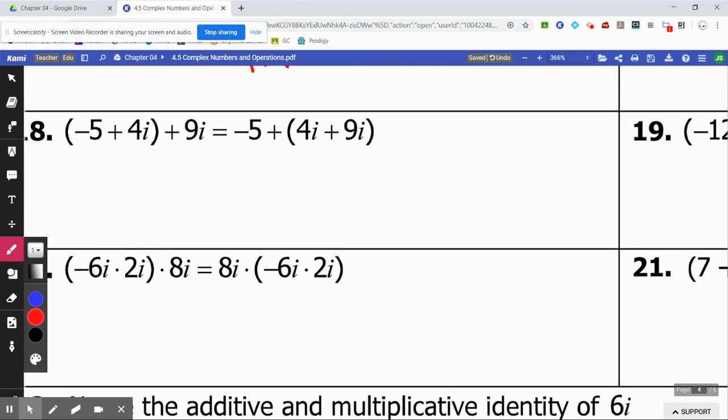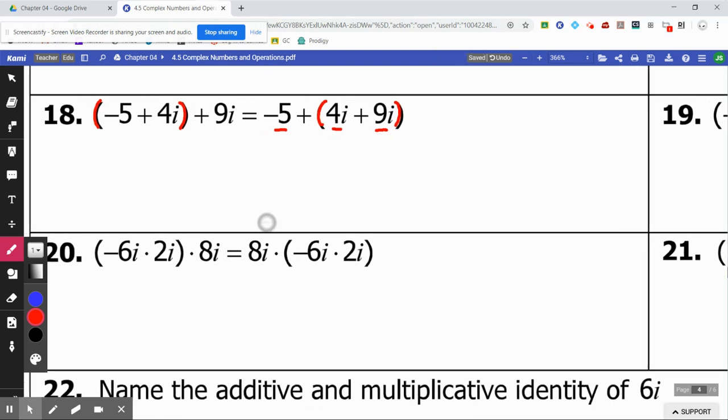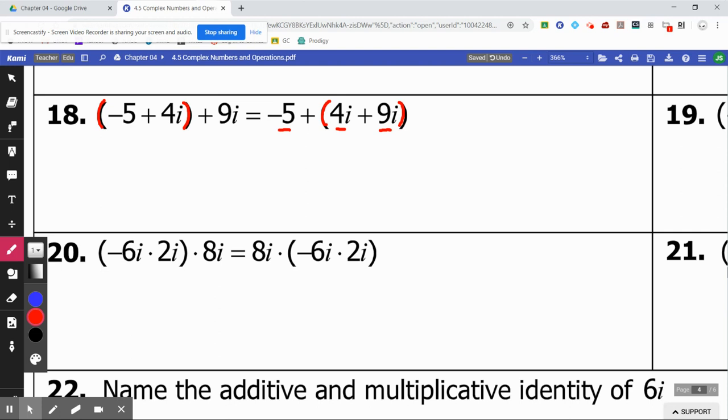Here you had the negative 5 plus 4i grouped, and then plus 9i, and then notice the order does not change. That's the most important part. This says that you can regroup these, and instead of having negative 5 plus 4i grouped, you can group 4i plus 9i. Anytime you change groupings, that's the associative property. Again, associative, the root word is association. Since you're adding here, this would be the associative property of addition.